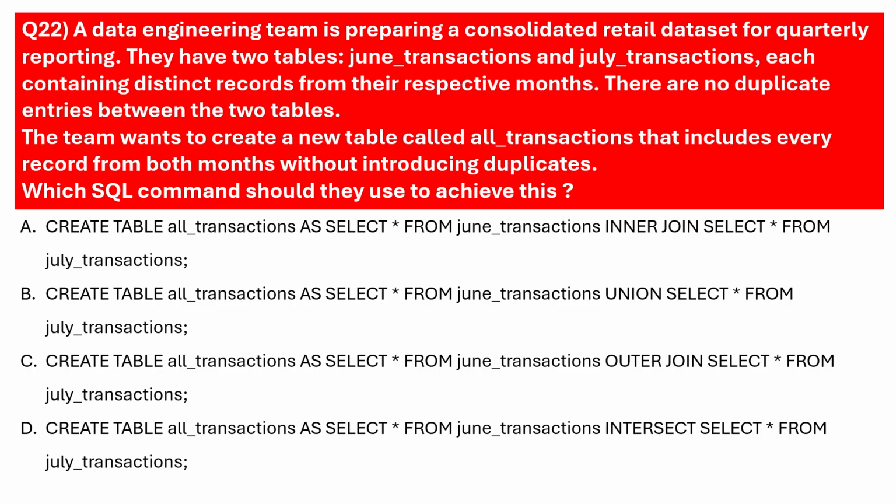A. CREATE TABLE all_transactions AS SELECT * FROM June_transactions INNER JOIN SELECT * FROM July_transactions. B. CREATE TABLE all_transactions AS SELECT * FROM June_transactions UNION SELECT * FROM July_transactions. C. CREATE TABLE all_transactions AS SELECT * FROM June_transactions OUTER JOIN SELECT * FROM July_transactions. D. CREATE TABLE all_transactions AS SELECT * FROM June_transactions INTERSECT SELECT * FROM July_transactions.